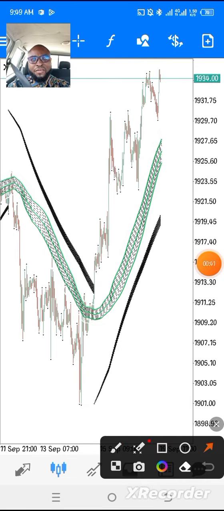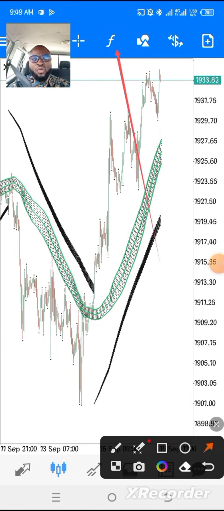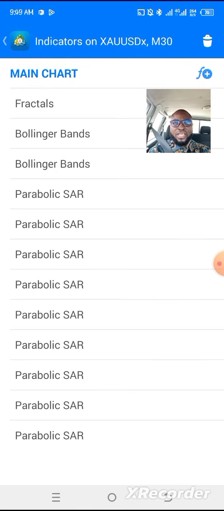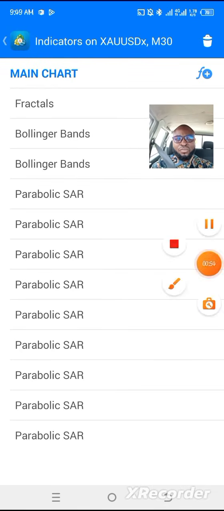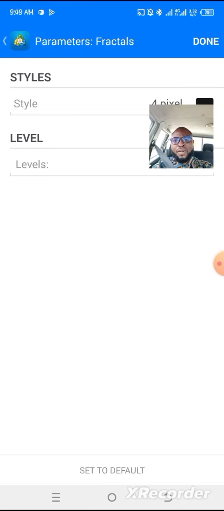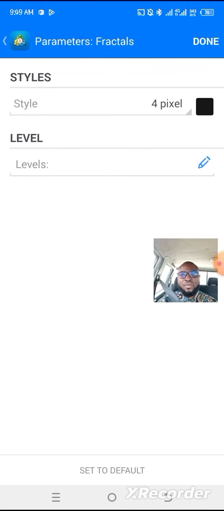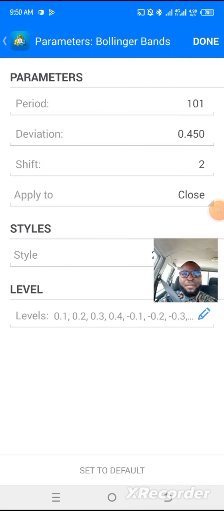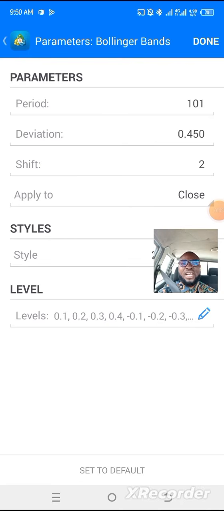Firstly, let's go to our F sign. When you get to your F sign, you click on it. The first indicator used here is fractal. We use fractal and we use Bollinger bands. Fractal comes by default, and then you click done. Here is our Bollinger bands.